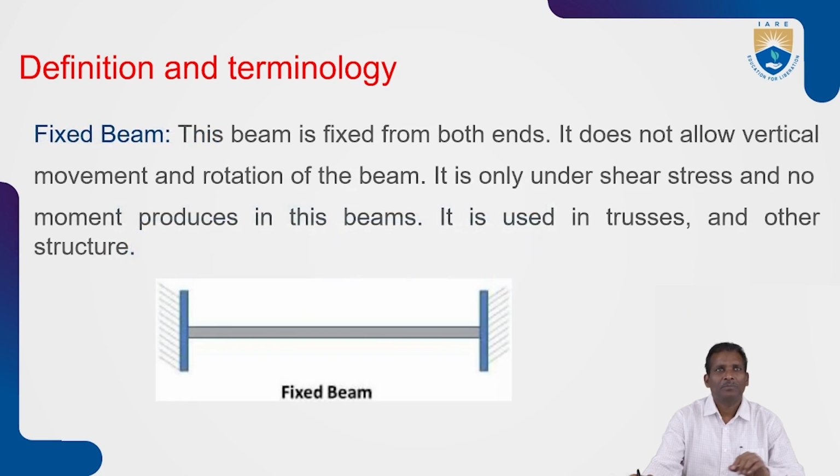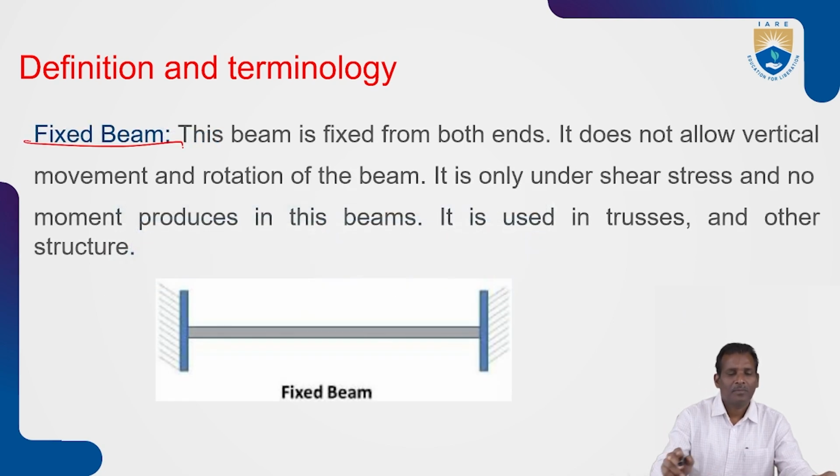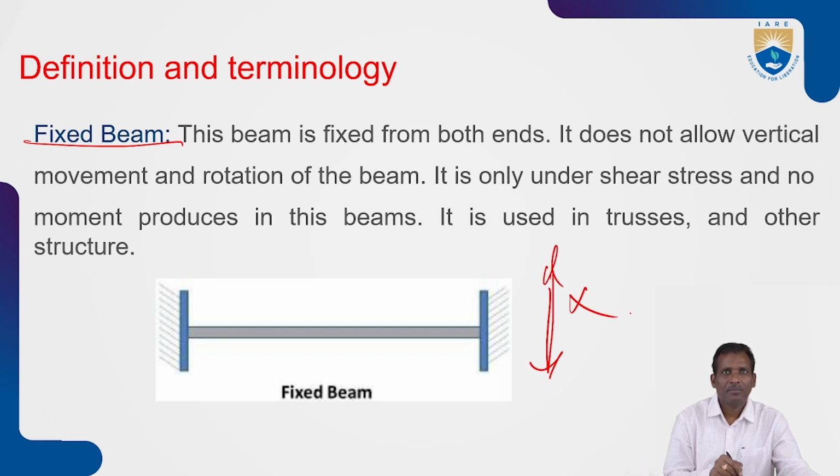Next, fixed beam. So this beam is fixed from both ends. It does not allow any vertical movement. There is no vertical movement. It is only under shear stress and no movement is produced in this beam. It is used in trusses and other structures.